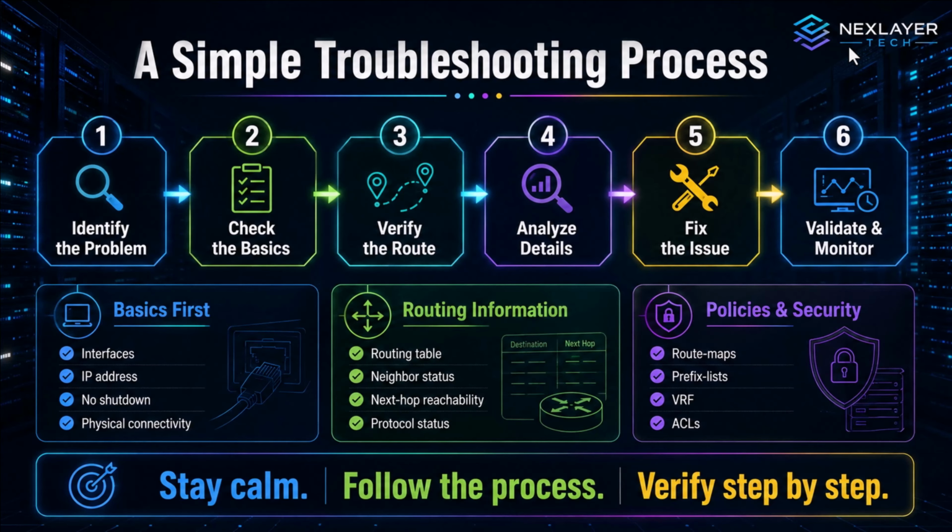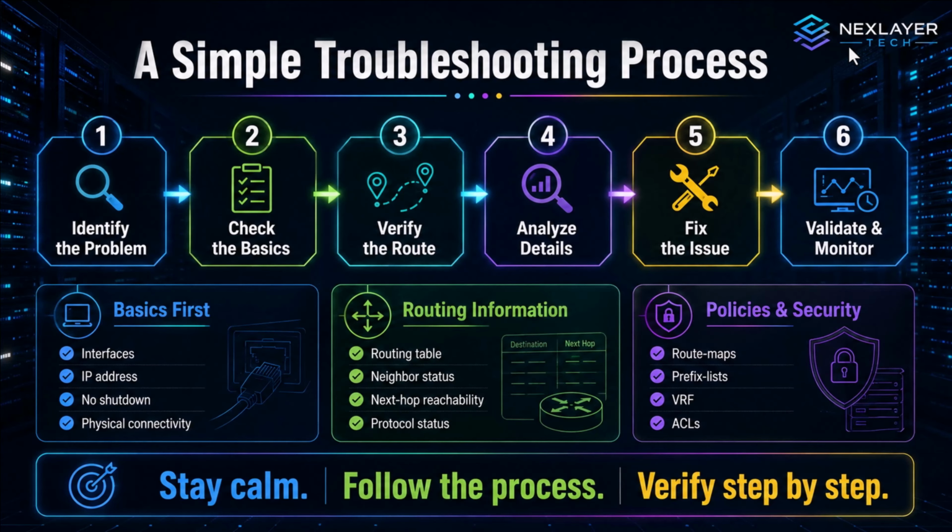Step 1. Identify the problem. What exactly is not working? Is one host affected, one subnet, one application, or the entire network? Step 2. Check the basics. Make sure the interface is up. Check the IP address and subnet mask. Check physical connectivity. Make sure the interface is not administratively shut down.